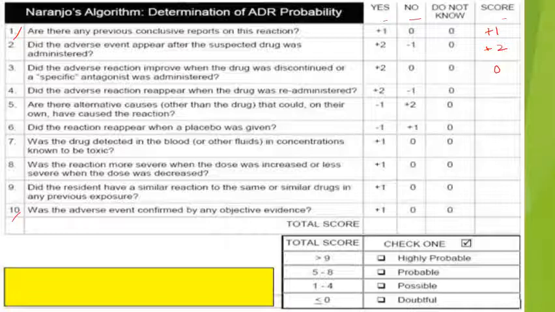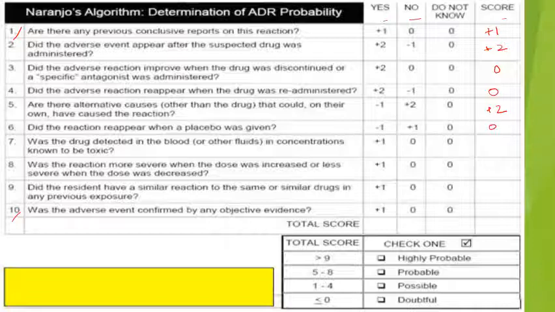Now moving on, did the adverse reaction reappear when the drug was re-administered? We did not do that, so again 0. Are there any alternative causes other than the drug that could on their own have caused the reaction? We know that the postural hypotension is because of the prazosin, so our answer is no. So here it will be +2. Then, did the reaction reappear when a placebo was given? Did you do that? No, we did not do that. So our answer would be 0.